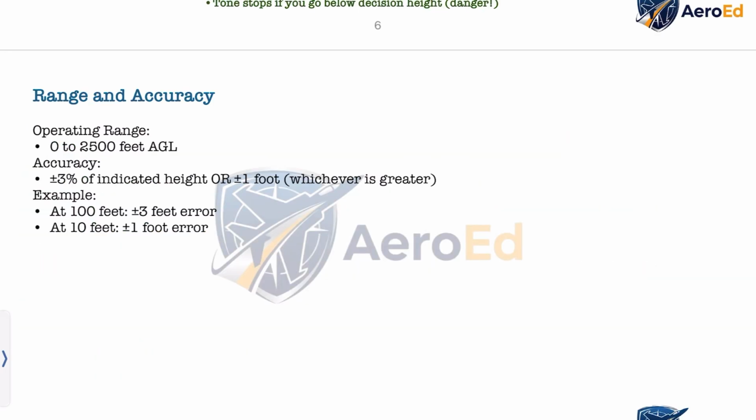So now we are going to study the range and accuracy of the radio altimeter. So what is the operating range? We have seen before that it works from 0 feet to 2500 feet above ground level. And its accuracy is plus or minus 3% of indicated height or plus or minus 1 foot, whichever is greater. You have to learn this because this comes in the exam. So for example, at 100 feet, it is about plus or minus 3 feet error. And at 10 feet, it is plus or minus 1 foot error.